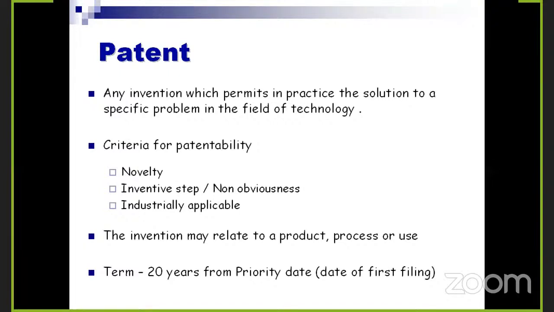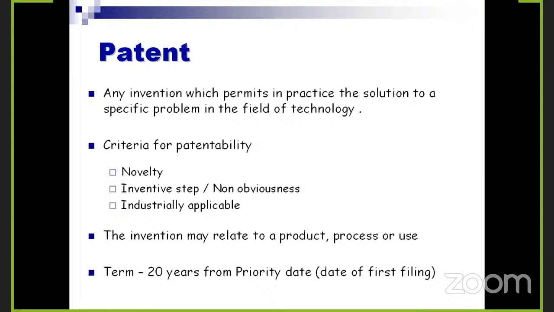So if there is no mention of such a formulation with A, B, C, D, and E together, then yes, the novelty criterion for patentability is met. To give another example, if there is a machine which has five parts, and you add a sixth part to it, and there is no other machine which has all these six parts combined together, then yes, the criterion for novelty is met. So as you can imagine, the criterion for novelty is not very difficult to achieve.